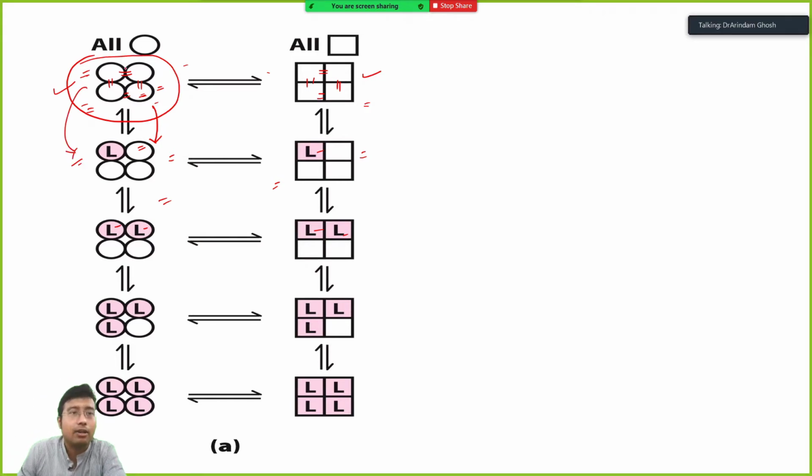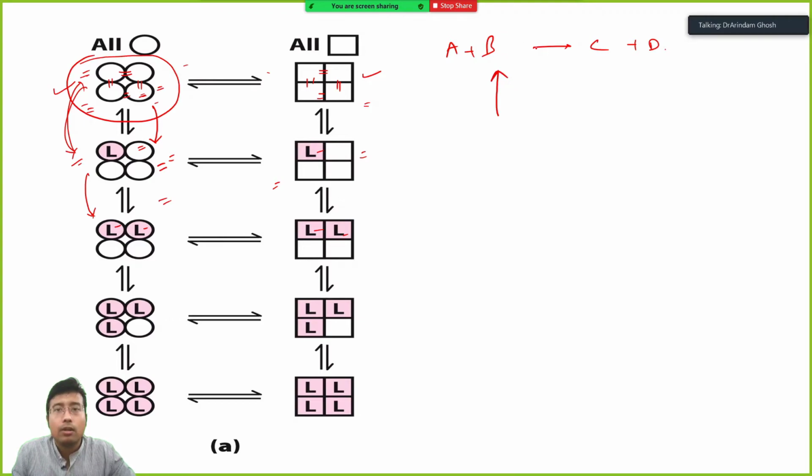So if this is more, where will the reaction go? It can go towards this side or towards this side. So if ligand is more, see, A reacts with B to form C plus D. If this is more, the reaction will definitely proceed towards this. So if there is more and more ligand, it will lead to formation of more and more oxyhemoglobin molecule. So remember, in any equilibrium reaction, if one side of the reaction becomes more, the equilibrium is pushed towards the other side.